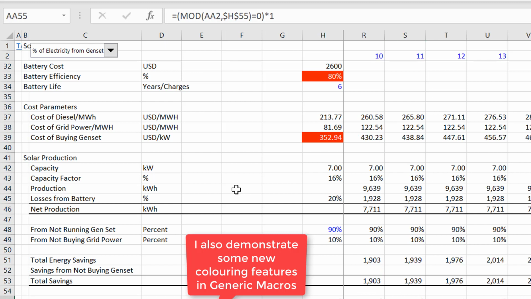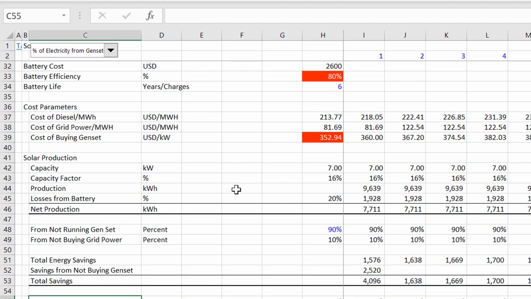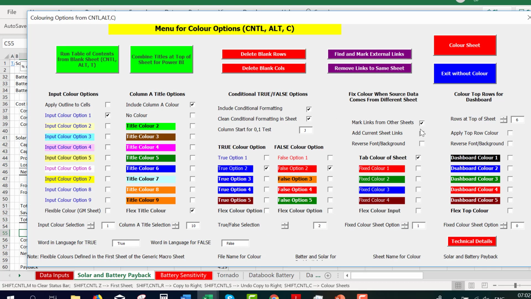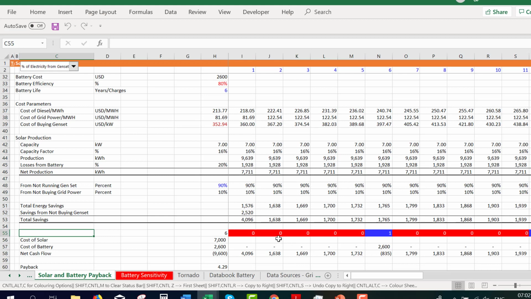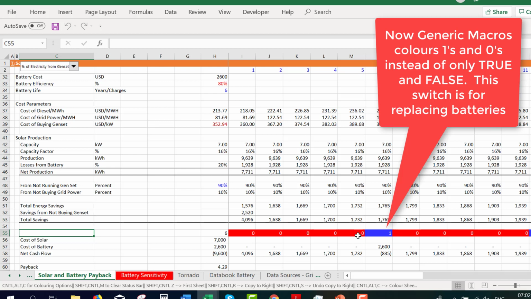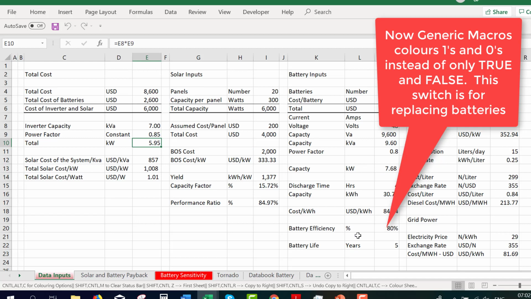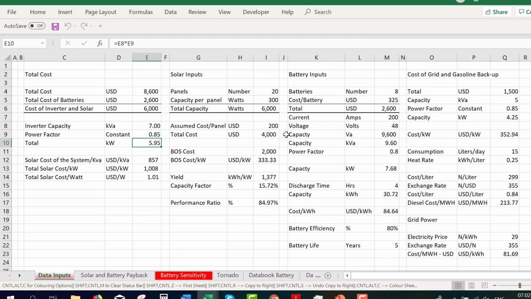So I'm going to show you the use of a payback UDF function, and if we look at here, ones and zeros when we replace the battery. I'm going to show you a little bit how to do this new section of the generic macros where it will find the ones and zeros and color them differently. That's extremely important, making your colors.